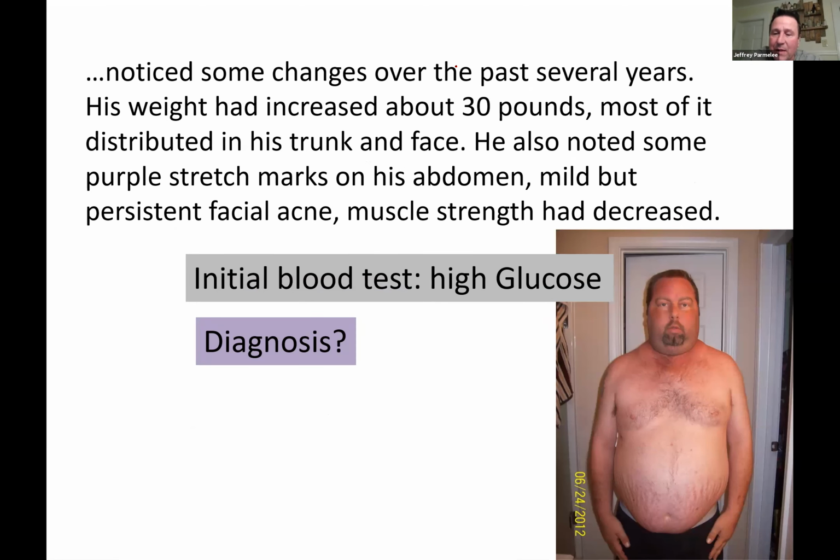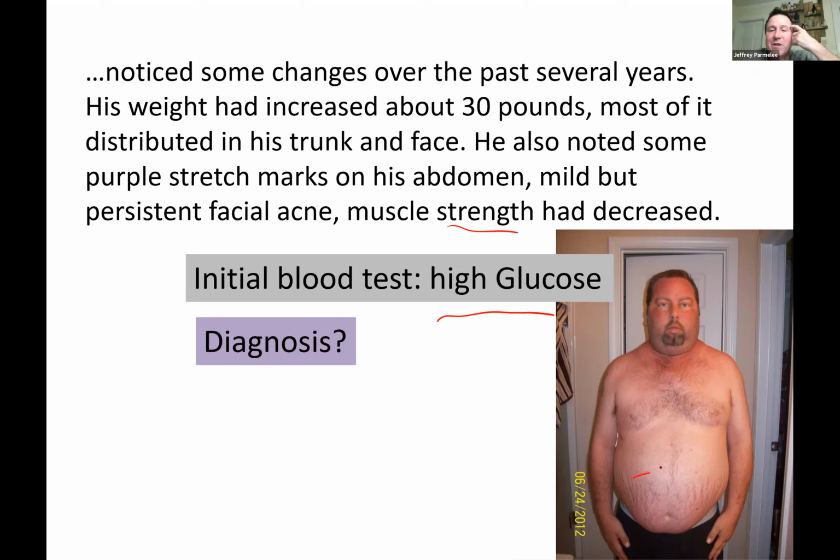Take a look at this guy. I see that moon face, those striations in the skin. And I bet he's going to be hyperglycemic, too much sugar in his blood. It says acne, muscle strength is decreased. Yes, here it is. So high sugar in the blood. What's going on? We're losing some muscle protein, and in the skin, not making collagen correctly.